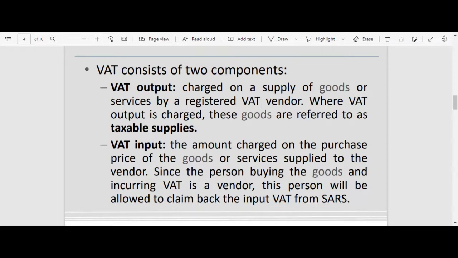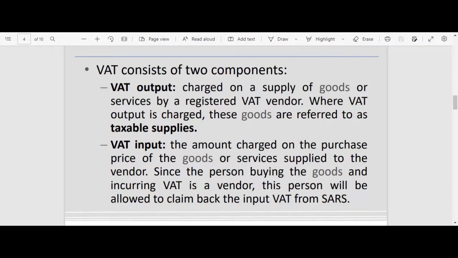If that business only makes exempt supplies, then they don't need to register for value added tax, right? But very often you may find that part of the business provides taxable supplies, and other parts of the business are exempt supplies. I'll give you an example just now. So then they must separate the two.